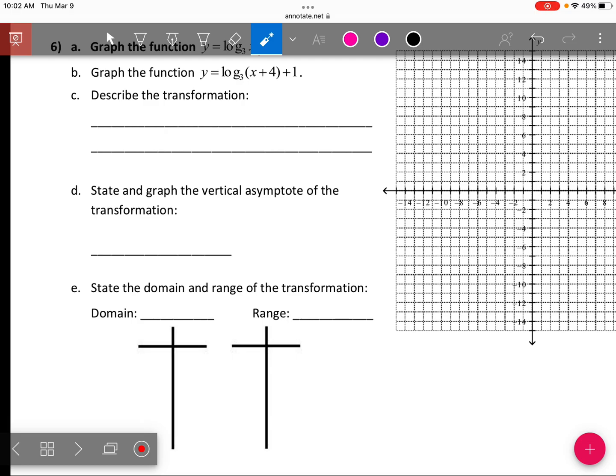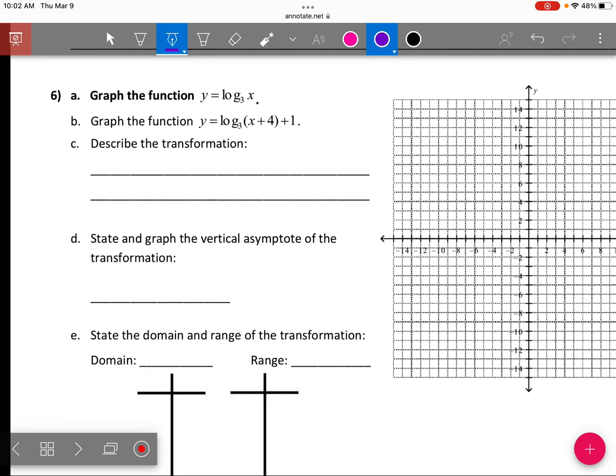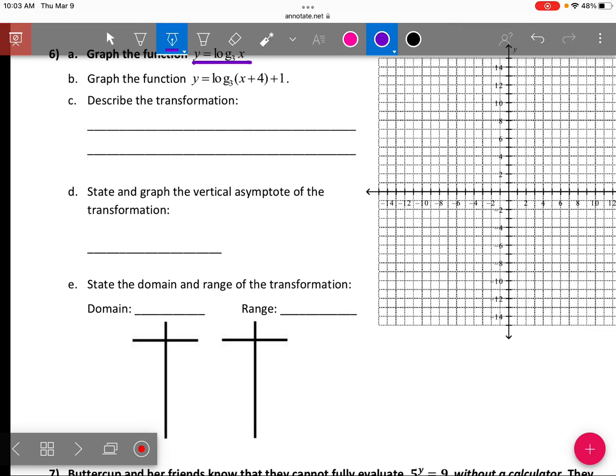All right, so how do we start when we're looking to graph one of these things? What are we going to start with? We're first asked to graph log base 3 of x. That is my parent function for the transformation. Not log 3 base of x.